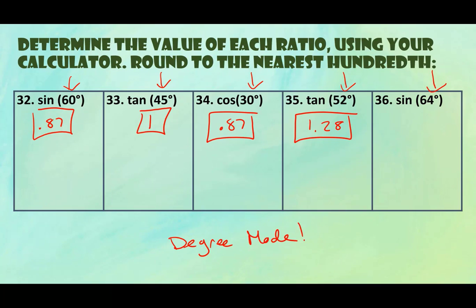And last but certainly not least, we have sine of 64. So you're going to do sine of 64 in your calculator, and you're going to get, well, this one rounds, so you're going to get 0.90. Because what your calculator should show is 0.898794046, but again, we're rounding to the nearest hundredth. So we're looking at this decimal. This will round it up, so the whole thing becomes 0.90.